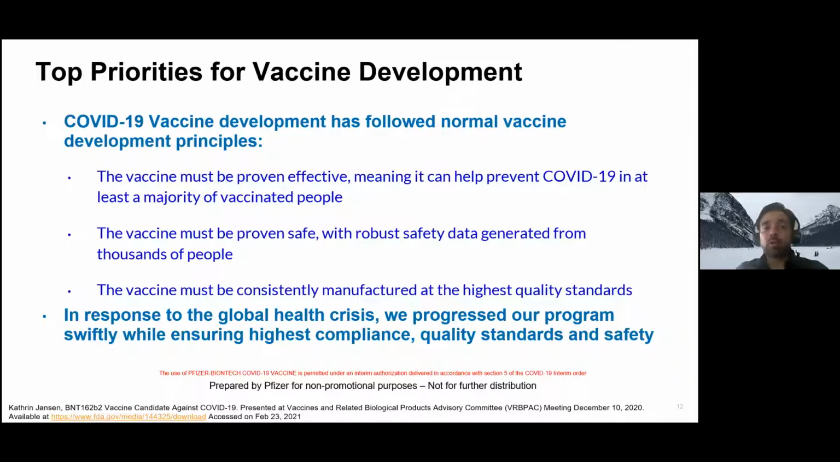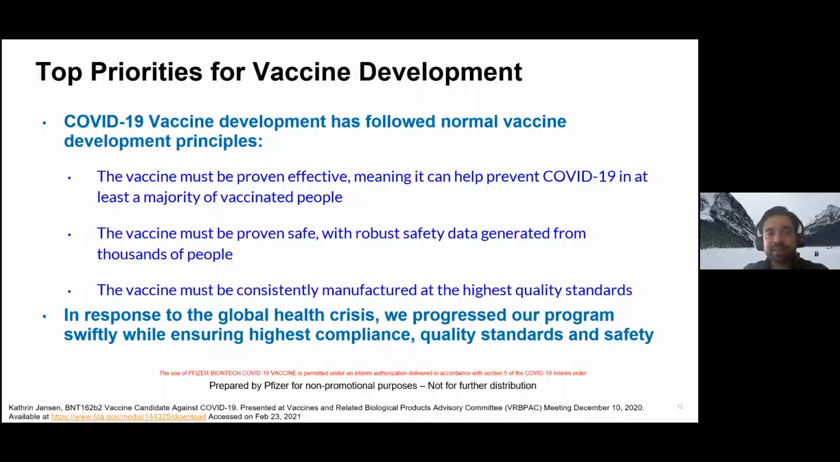So we all are aware that we were able to develop this vaccine in a relatively short period of time. But if you look into the vaccine development process, it has followed the normal vaccine development principles. And these are the three principles I've listed here.